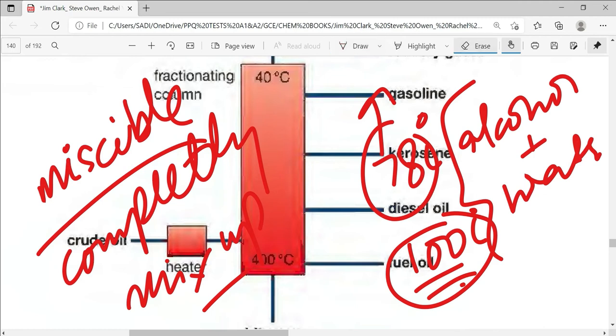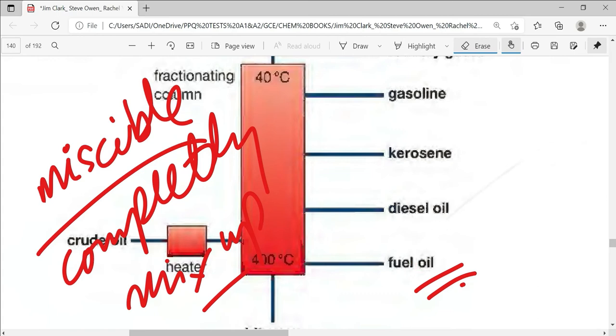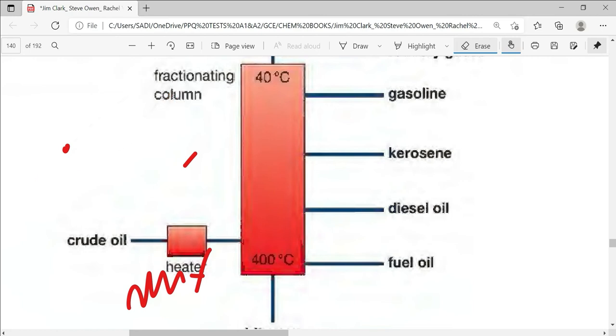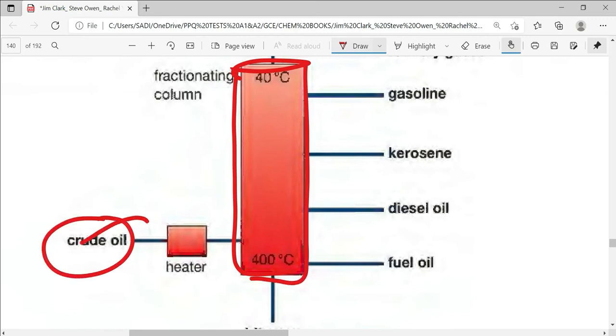Okay? Now we'll take the crude oil in this chamber. Are you with me? Yes, sir. We will take the crude oil in this chamber, and the chamber is something like a big, tall cylindrical chamber. It can be 60 meters high. We insert the crude oil here in the heater.